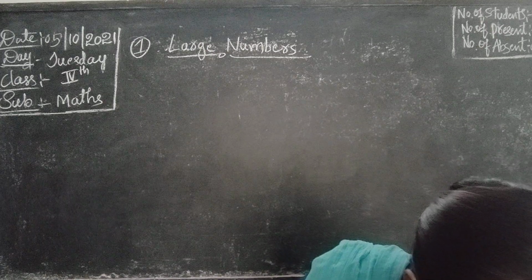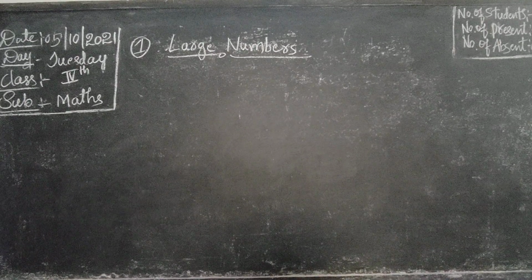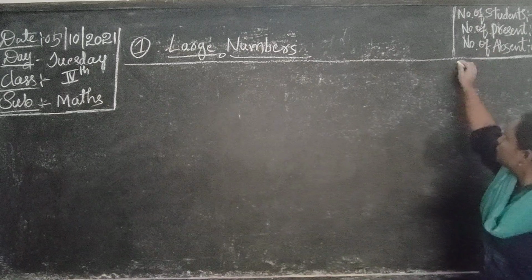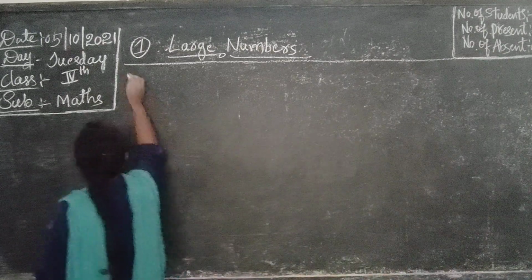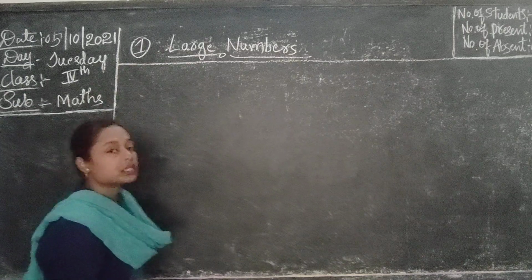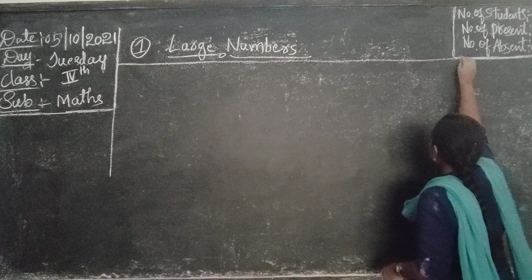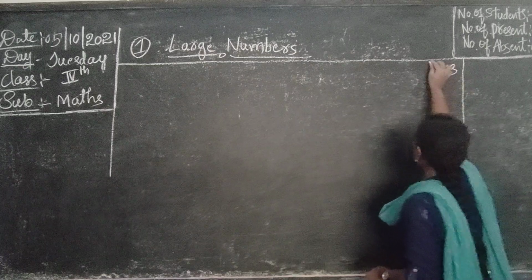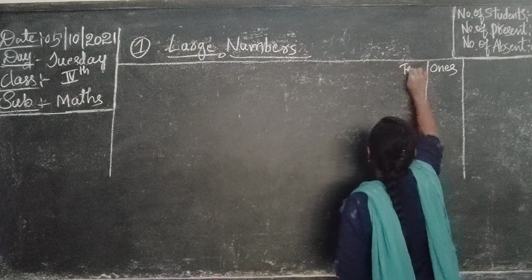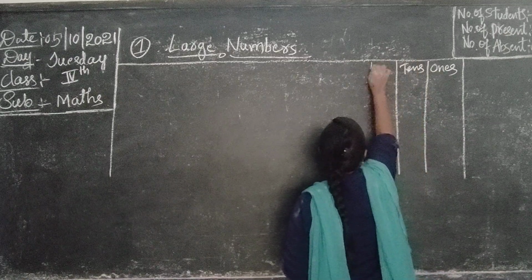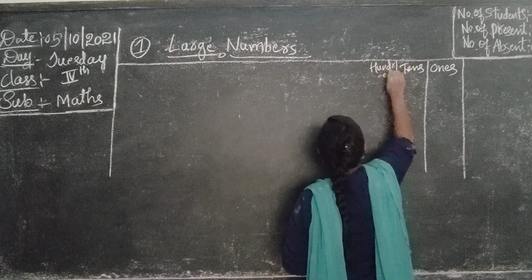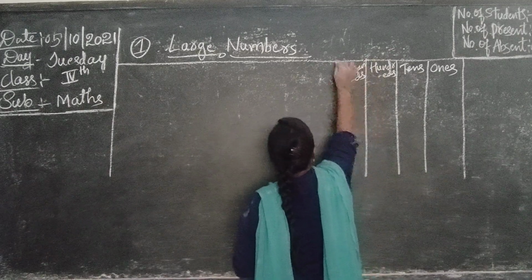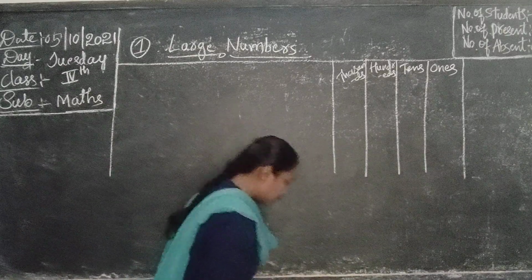So here I will put one box. Starting from the ones place, which place will come first? First comes ones. Next comes tens. Next comes hundred. Next comes thousands. Next comes 10,000s.